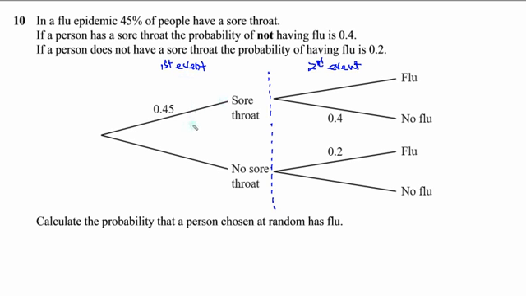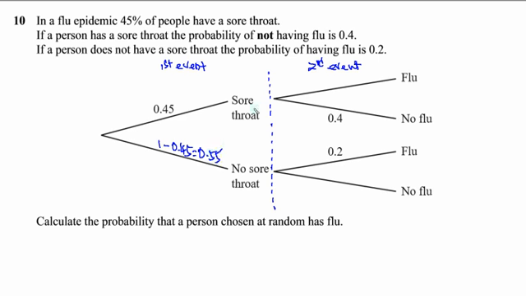Now for the first event, there are two possible outcomes: sore throat or no sore throat. Okay, so now what is the probability of no sore throat? There are only two possible outcomes. If one of them is 0.45, then the other outcome should be 1 minus 0.45, which gives you 0.55.